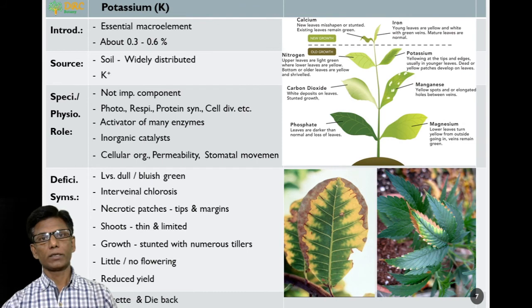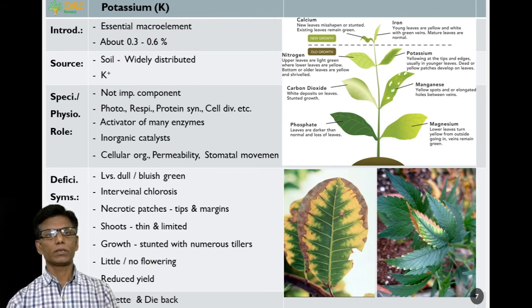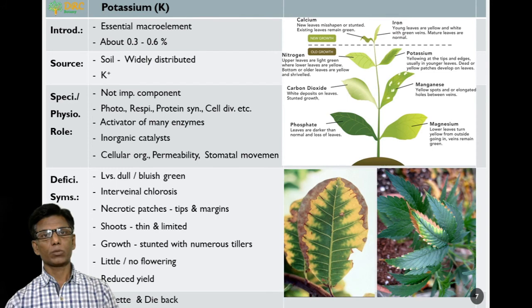In the soil, it is widely distributed. Usually, the plants absorb this element in the form of potassium ions. Now, we will see the functions of potassium. Potassium is not an important component of organic compounds like nitrogen and phosphorus, but it plays an important role in various processes like photosynthesis, respiration, protein synthesis, cell division, etc.